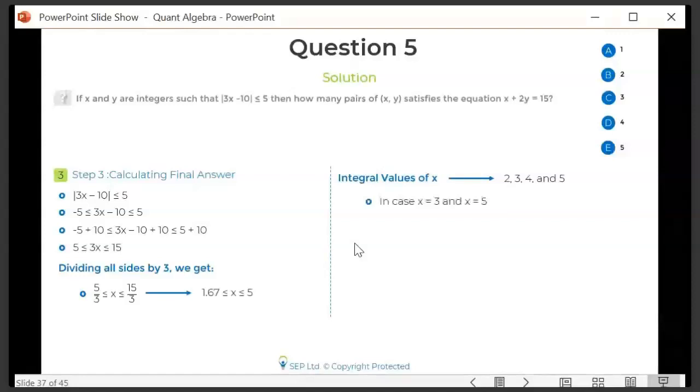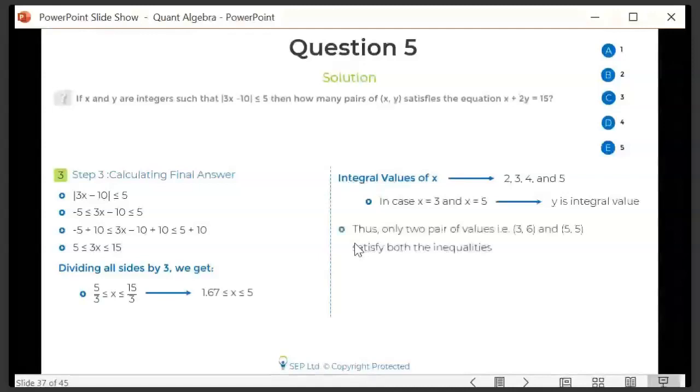And obviously in this case you'll get integral values of y, so only two pairs are possible. Keep in mind, you don't need to actually find the pairs. I found them here just for your reference. Ideally, if x is 3 or x is 5, you will get some value of y, but they're not asking what value, they're asking how many pairs. So you can simply say x has 2 values, so y has to have 2 values. So the answer in this case would be option B.